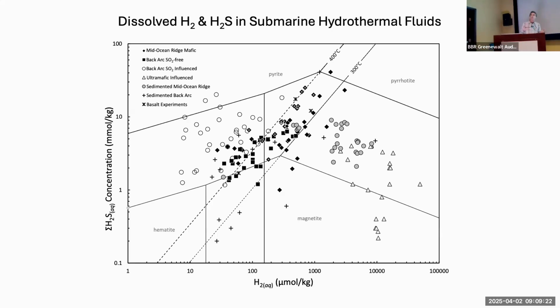We hear a lot about ultramafic systems, but there's also a huge potential in a lot of these other systems, in mafic hosted systems, and even in back arc environments where we start dealing with more felsic rocks. So chemically, these systems are primed for a lot of these reactions.